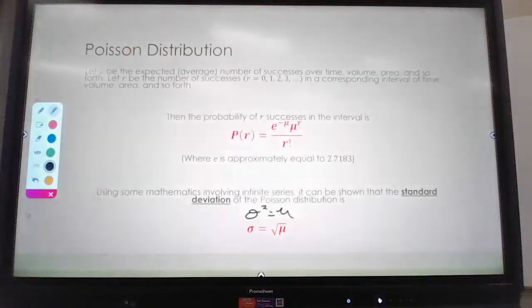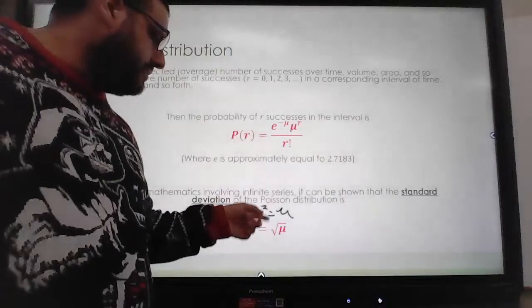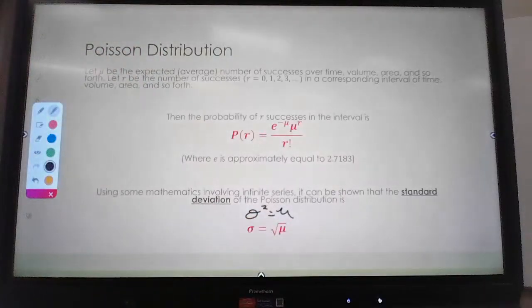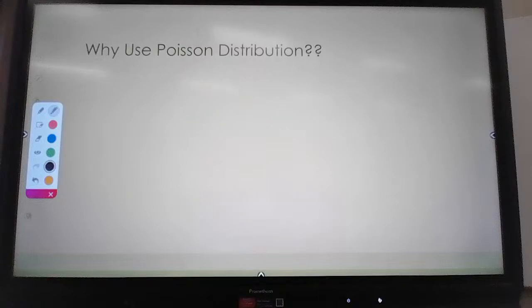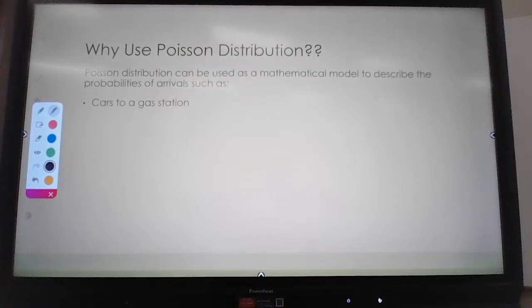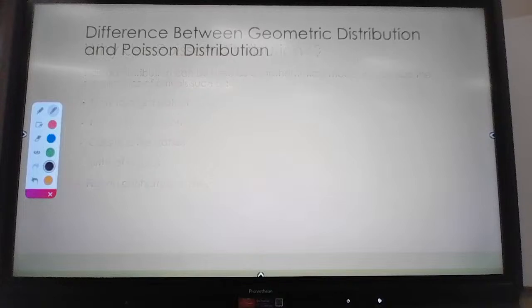Now, this is the rare occasion that the variance and the mean actually are the same thing. Usually that's not the case, but with a Poisson distribution, it is. And to find the standard deviation, you just take the square root of the expected value. But why do we use a Poisson distribution? Again, it's a mathematical model to describe probabilities of arrivals such as cars to a gas station, planes to an airport, calls to a fire station, baby birds, all kinds of things.